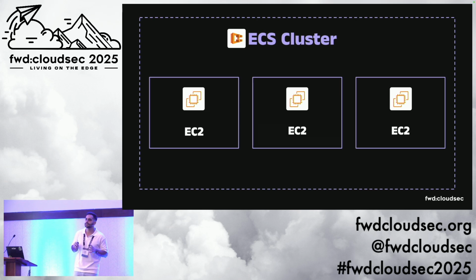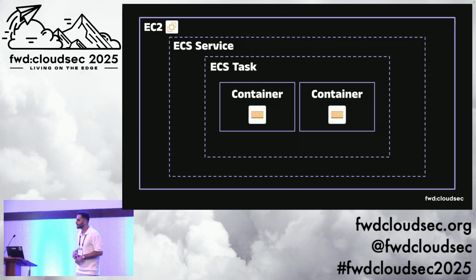An ECS cluster, in simple terms, is just a group of EC2 instances managed by Amazon ECS. This is where your containers are actually going to run. In each EC2 instance, you'll find a service and a task. A service is ECS's way of saying, keep this task running for me. It handles restarts, scaling, and deployment. A task is a single running unit. It contains the containers themselves, which are the actual processes doing the work, like your app, sidecar, or logger.